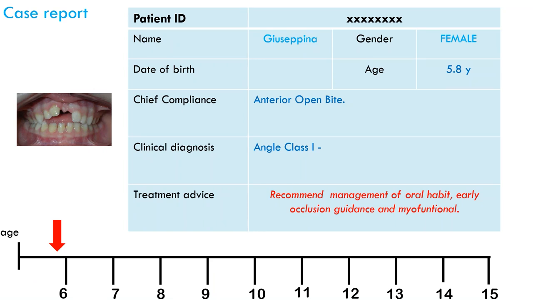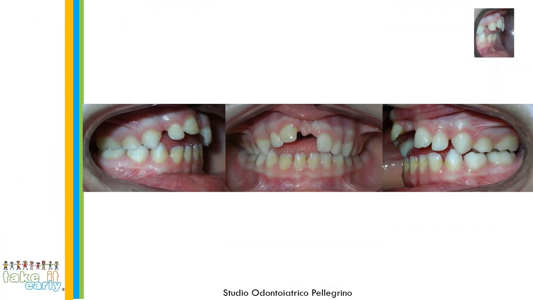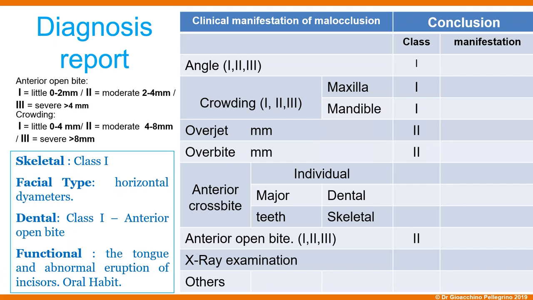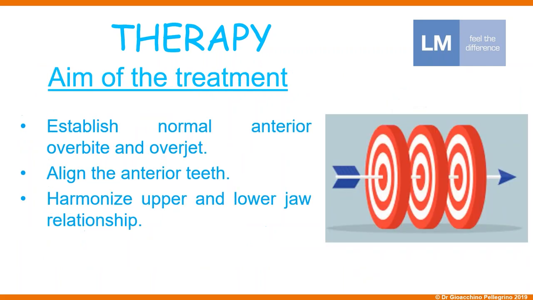And I want to start with Giuseppina. Giuseppina's open bite: she's almost 6 years old, and she presents an anterior open bite, an asymmetrical open bite, but she has a horizontal diameter, and the tongue is not working correctly with an abnormal eruption of incisors. And it is important to avoid oral habits and to use an appliance that is able to guide the eruption of the incisors, so to align all the teeth and to correct the anterior relationship between upper and lower teeth.